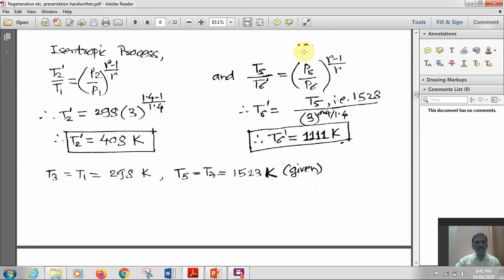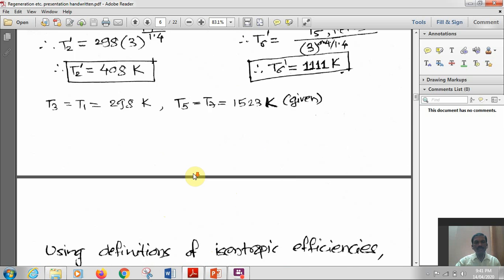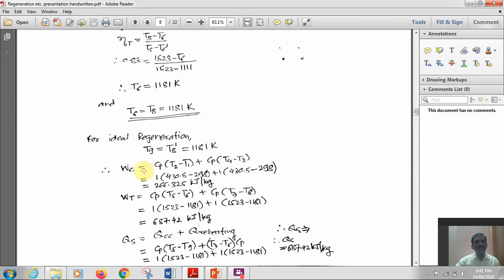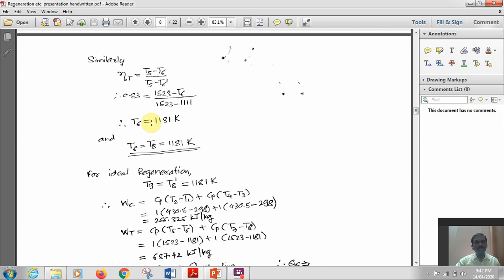You have calculated T2 dash. Similarly for the turbine, T6 dash, with T3 equal to T1 and T5 equal to T7. Using the definitions of isentropic efficiencies, you will calculate the actual temperature T2, that is equal to T4. Similarly for the turbine, you will calculate the T6 exit temperature, and that is equal to T8.